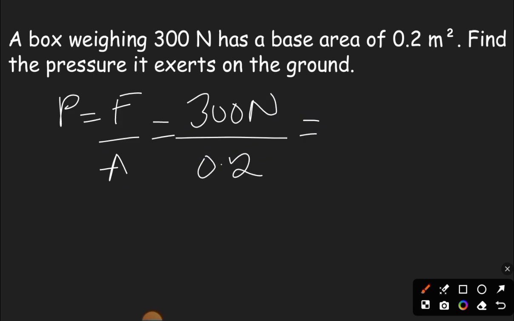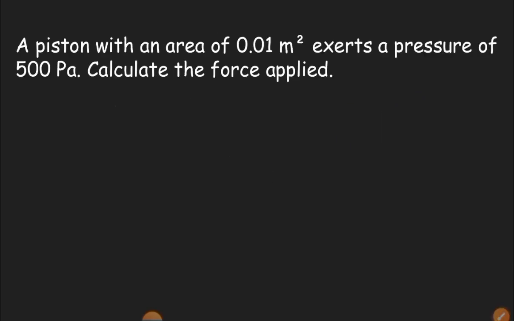So dividing, we are going to have 1500 Pascal, or we can say Newton per meter squared. Kindly pause and try this question. A piston with an area of 0.01 meters squared exerts a pressure of 500 Pascal. Calculate the force applied.